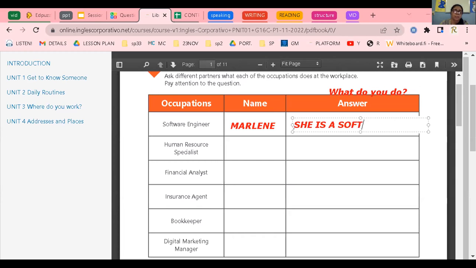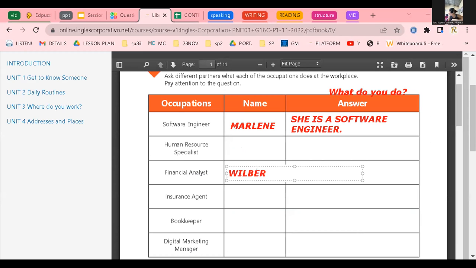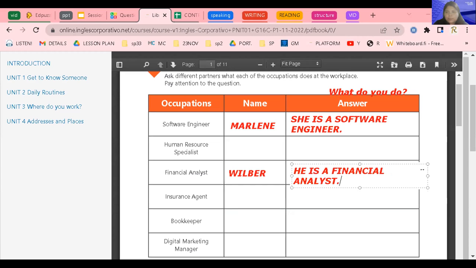She is a software engineer. What do you do, Wilbur? You're a digital marketing, no. Select one, human resources, financial. Financial, accountant. Okay. So you're a financial analyst? Yes. Okay. So Wilbur, he is what? Financial analyst. Okay, financial analyst.